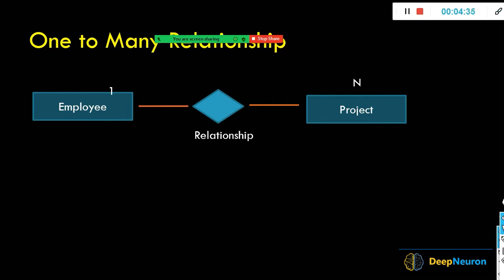Another example is that a car manufacturer can produce more than one car model. A customer can order more than one item. So a single customer can order more than one item. These are the examples for one-to-many relationship.